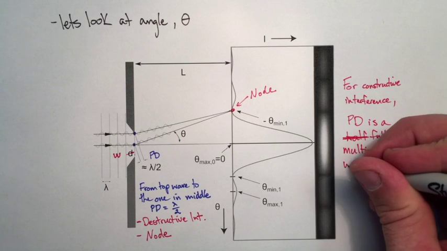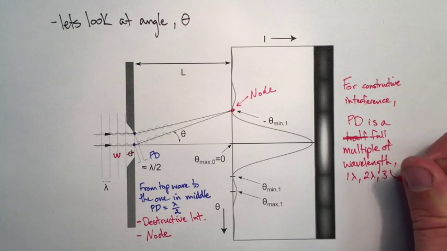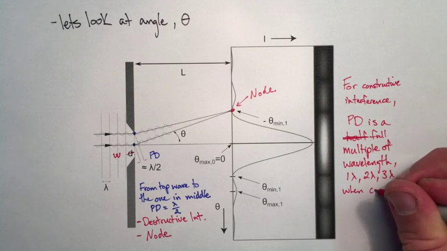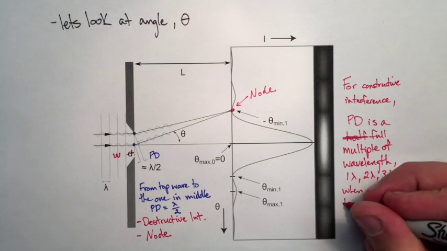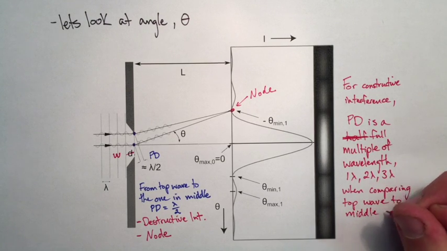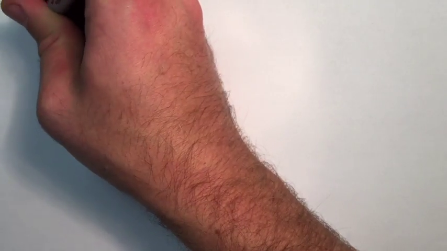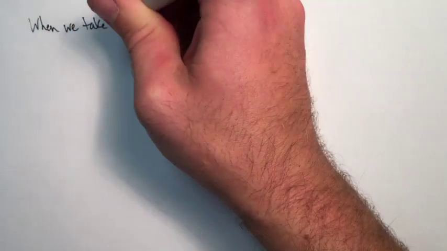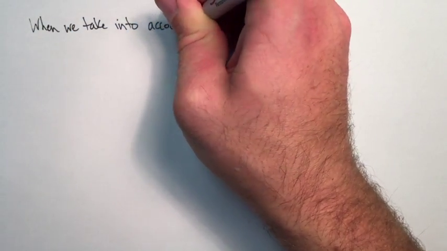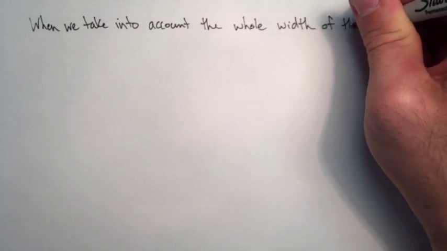If we look at some angle that's going to produce constructive interference, the path difference is going to be a full multiple of a wavelength, again if we compare that top wave with one going through the middle of the slit. So if we actually want to build some formulas based on this, we have to look at the general case when we take into account the whole width of the slit.